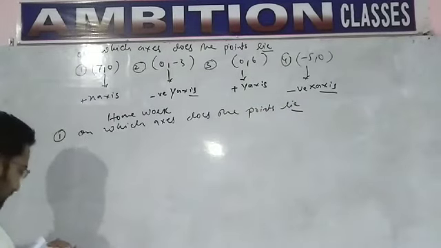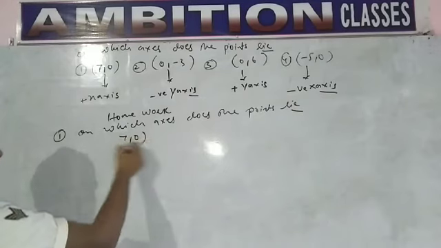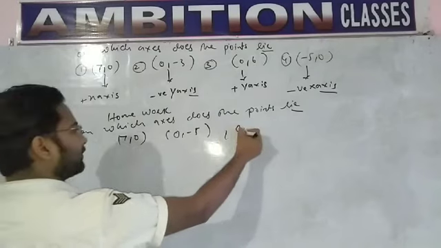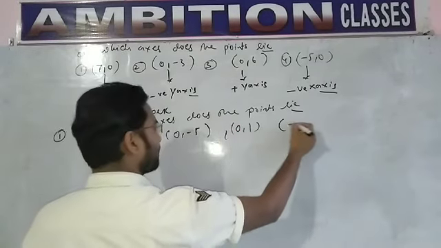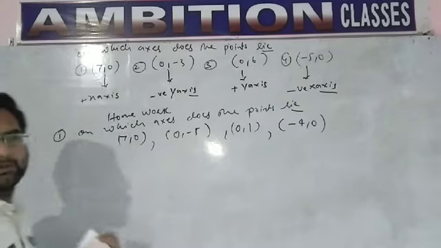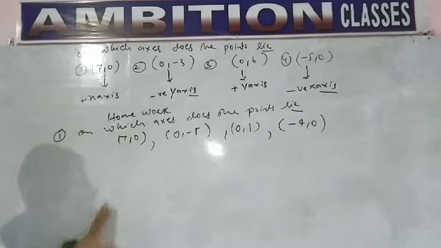On which axis do the points lie? First is 7, 0, then 0, -5, then 0, 1, then -4, 0. This is how you have to solve these questions, student. Okay, take it as a whole.